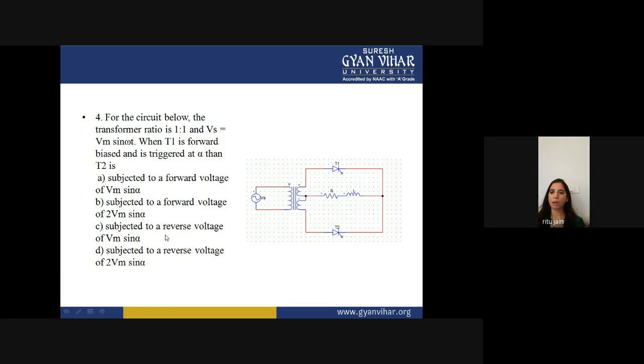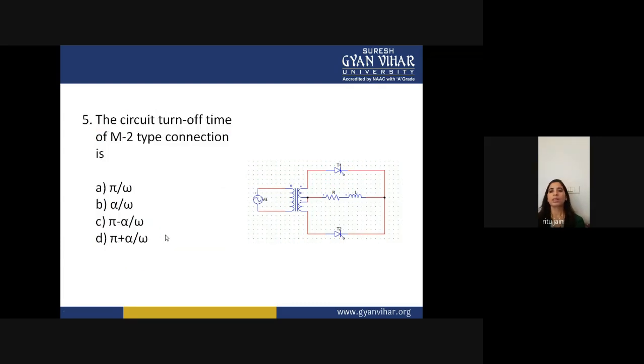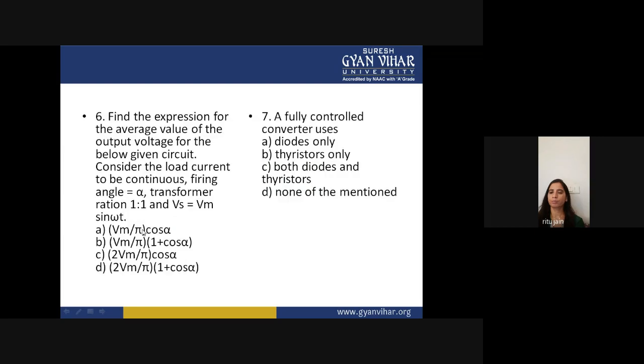Okay. Now come to the next question. The circuit turn off time of an M2 type connection, midpoint, is actually always greater than the thyristor turn off time. So it will be pi minus alpha upon omega. So this is the correct answer for that.